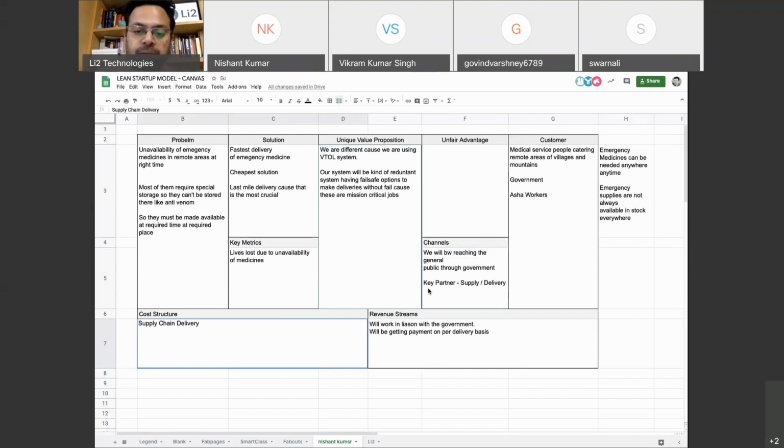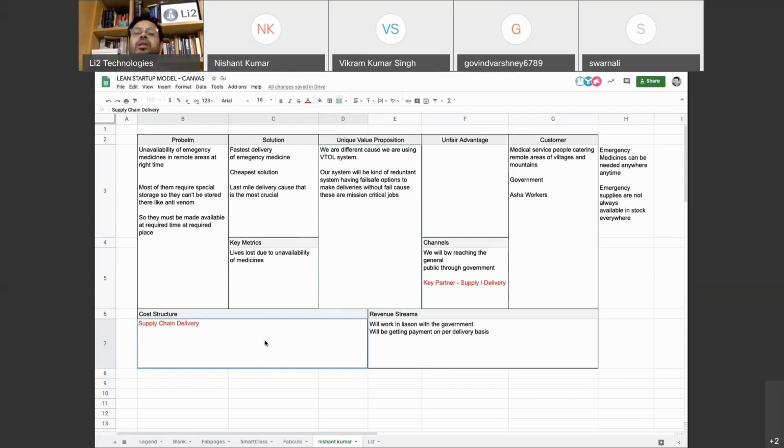Let me put that in a different color so that I don't interfere with your content. One of your major costs is going to be supply chain delivery. You need to find entrepreneurs, who are everywhere in this ecosystem. You need to find somebody who's willing to work with you, and at what cost. Once you understand that cost, only then will you be able to determine your revenue stream, right?